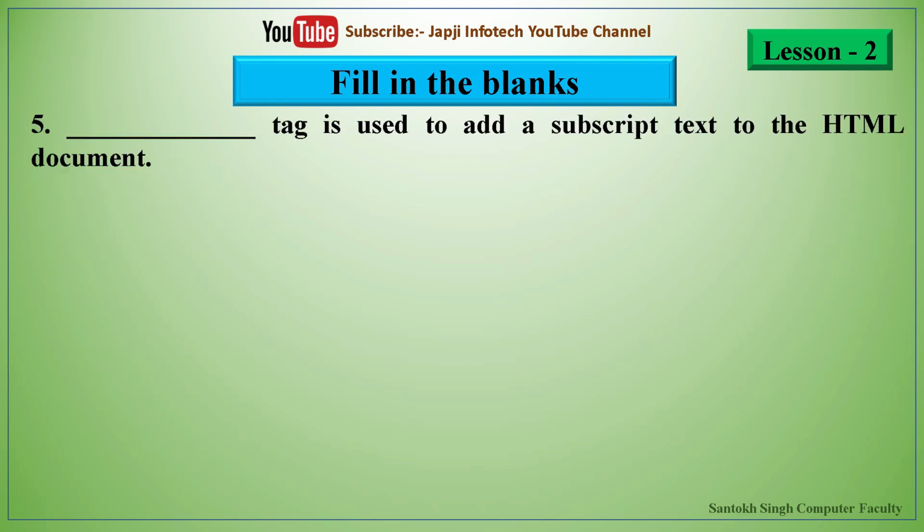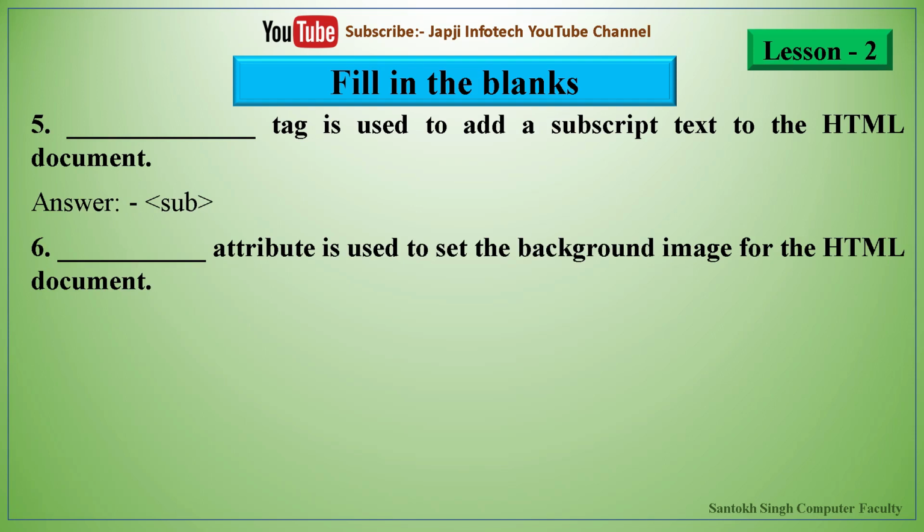And the fifth one is, dash tag is used to add a subscript text to the HTML document. And the right answer is: the sub tag is used to add a subscript text to the HTML document. And the sixth one is, dash attribute is used to set the background image for the HTML document. And the right answer is: the background attribute is used to set the background image for the HTML document.